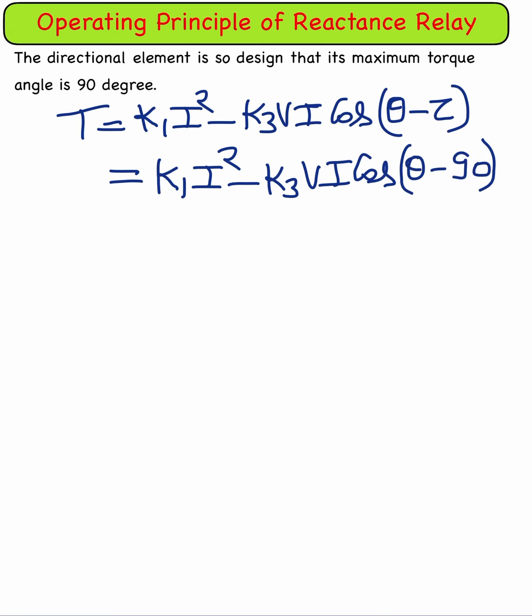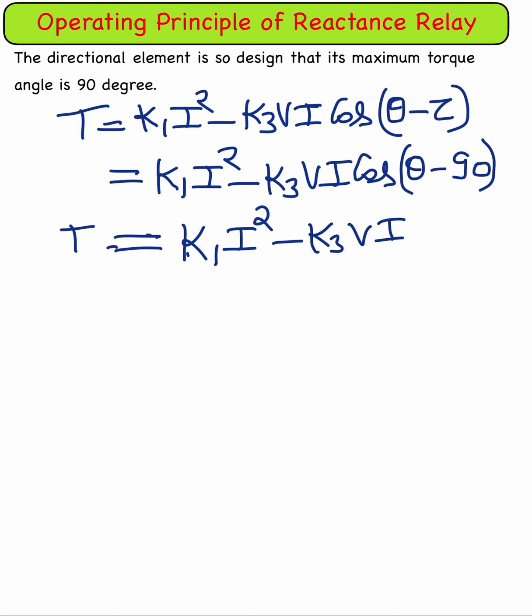So we can write like this, torque is equal to K1 I square minus K3 VI cos(theta minus 90), that is 90 degree. So cos(theta minus 90) means sin theta. So this is the torque equation.